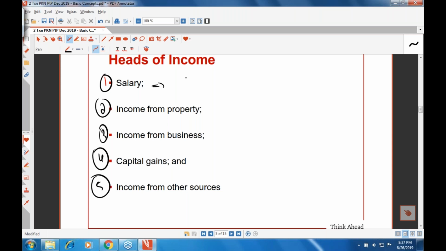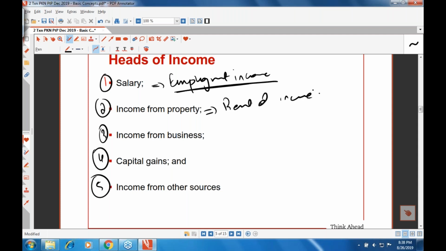We are going to discuss all of them in detail also, but generally salary, all of you know, is the income that comes from employment. The second one is called property income. Property income actually refers to the rental income. So whatever rental income that you earn is classified under the head income from property.